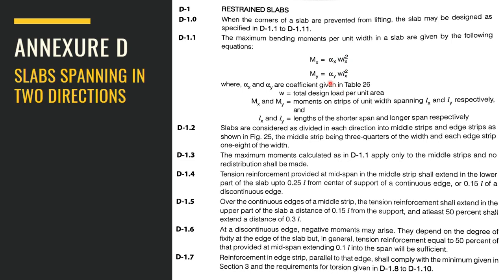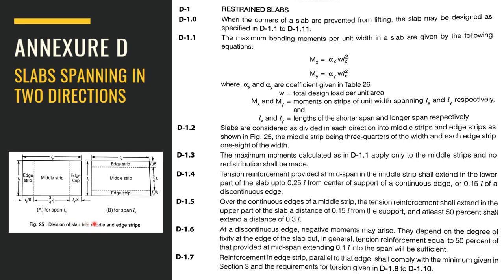The alpha x and alpha y values are coefficients given in table 26. W is the total design load per unit area, Lx and Ly are the lengths of the shortest and longest span respectively. For span Lx, this is the middle strip. This diagram represents the edge strip and the middle strip. So 1 by 8 of Ly from the edge is the edge strip, and 3 by 4 Ly at the middle is the width of the middle strip. For span Ly, the criterion is Lx by 8, 1 by 8 of the length in that axis.